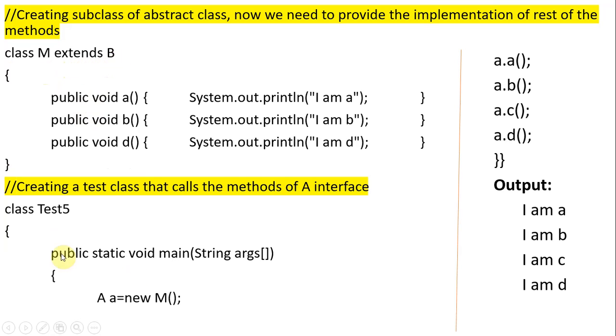Now we can go with the accessing. Creating an object is happening here. In class Test, public static void main, we create a reference variable of the interface. For that I create an object of the M class and assign it, which is nothing but upcasting. Then by that A object I call the methods A, B, C, D. So this is the output.